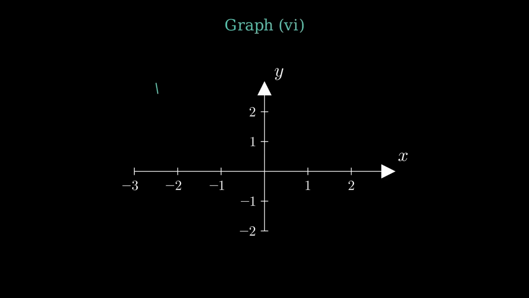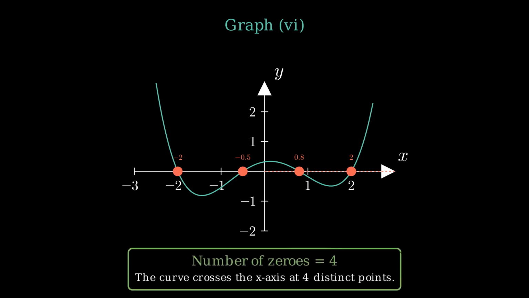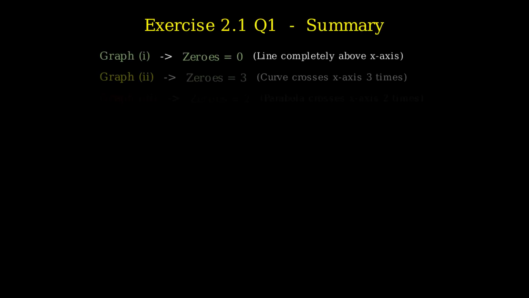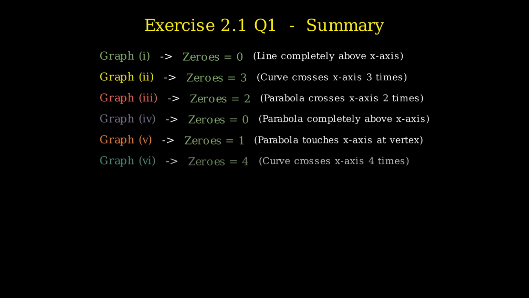Graph 6 shows a higher-degree polynomial curve that moves up and down in a wave-like pattern, crossing the x-axis at 4 distinct separate points. The number of zeros is 4. Summary of all 6 cases. Graph 1 gives 0 zeros, Graph 2 gives 3 zeros, Graph 3 gives 2 zeros, Graph 4 gives 0 zeros, Graph 5 gives 1 zero, and Graph 6 gives 4 zeros. These answers correspond directly to what is visible on each graph.